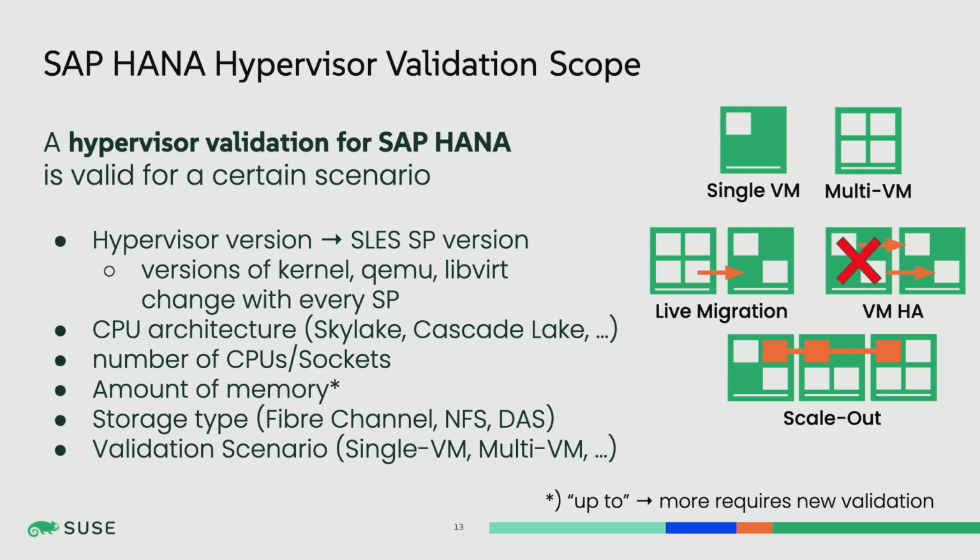If any of this changes, it's a new validation. So if I change the service pack, I have to do a new validation. If I change the CPU architecture, I have to do a new validation. If I want to go bigger with the CPU sockets, I have to do a new validation, and so on. So it's really a massive amount of testing and validation that we have to do in order to support this.